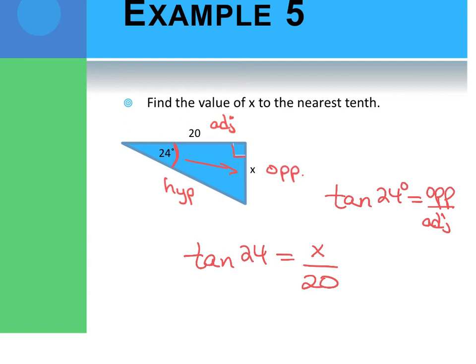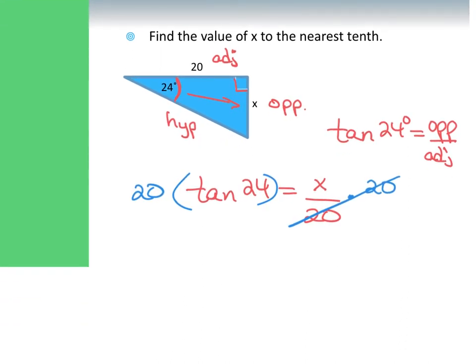The way that I will isolate X is I will multiply both sides by 20. It will cancel the 20 out of the bottom of the fraction. And now to find the value of X in my calculator, all I'm doing is multiplying 20 times the tangent of 24. It doesn't matter if you do tangent of 24 first or the 20, because multiplication is commutative. It doesn't matter the order I multiply. Once I go ahead and do this, I get X is equal to, rounded to the tenths, that's what they said in the instructions here, 8.9.